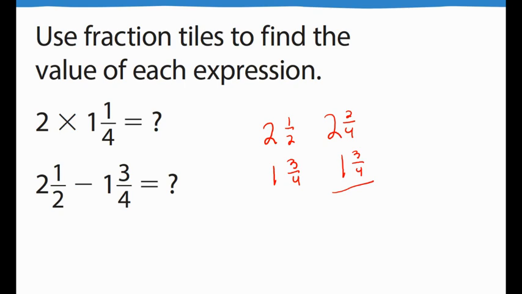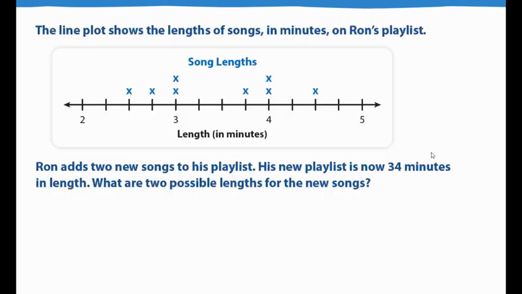I cannot do this. I cannot do the 2 minus the 3. So I'm going to have to borrow 1, add my denominator to my numerator. So I will have 1 and 6/4. I can now go ahead and do that. And my answer would be 3/4. So just again, quick reminder. So let's go ahead and get started with today's lesson.